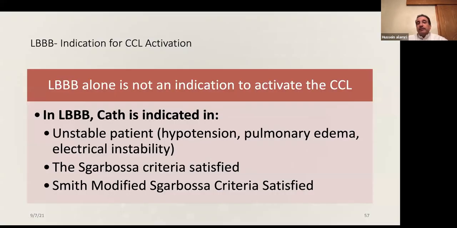So when do you activate the cath lab in a patient with left bundle branch block? You activate the cath lab in three conditions. If the patient is unstable, he presents with left bundle branch block with hypotension, pulmonary edema, or arrhythmias or electrical instability. Or if the Sgarbossa criteria are satisfied, or the modified criteria are satisfied.